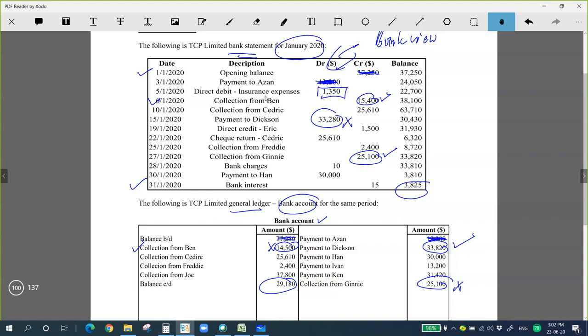Collection from Cedric, 25610 on the credit and then 25610 in the debit in the bank account. So this amount also agrees. Payment to Dixon, we know that the bank account is correct and the bank statement is wrong. So we will make this adjustment in our bank reconciliation statement later. Direct credit, we received 1005 from Eric and this 1005 does not appear in our bank account. So this one we also need to record in our revised bank account later.